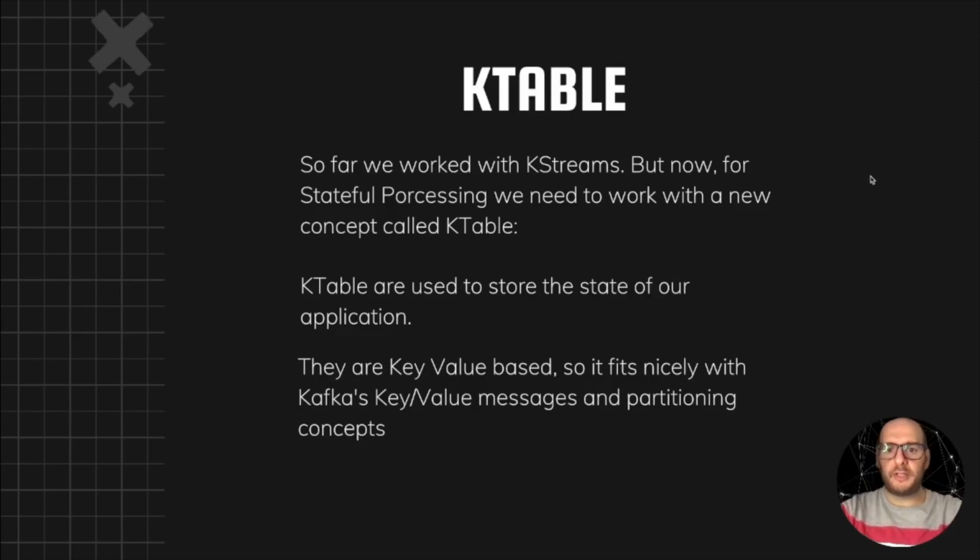So far we have been working with KStreams, but now we have to introduce a new abstraction called the KTable. KTables are used to store the state of our application. They're basically key value stores in which we can store anything that we want, really. The only care that we have to have in these situations is that any update that we do with the same key is going to override previous states. So we have to be very careful and very sure of what we are storing.